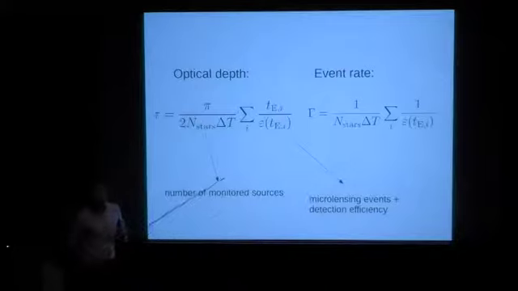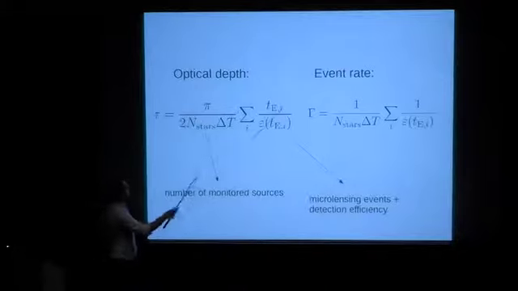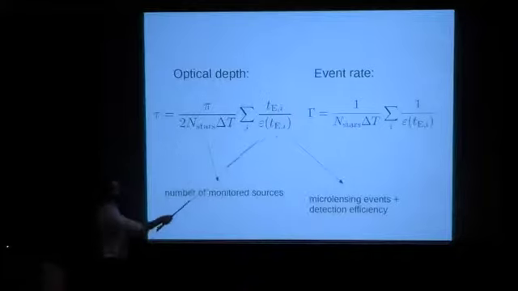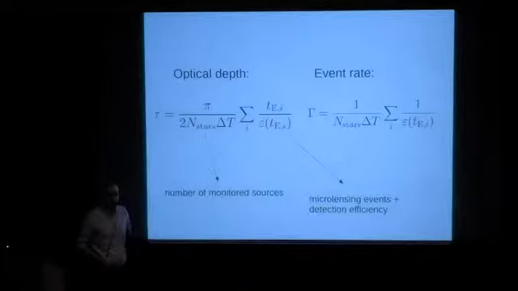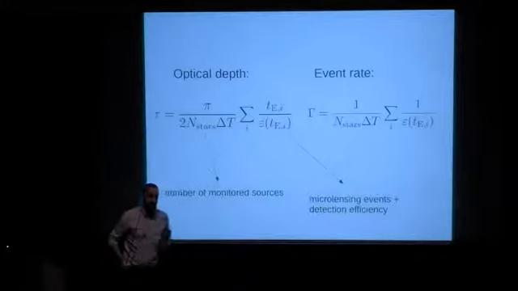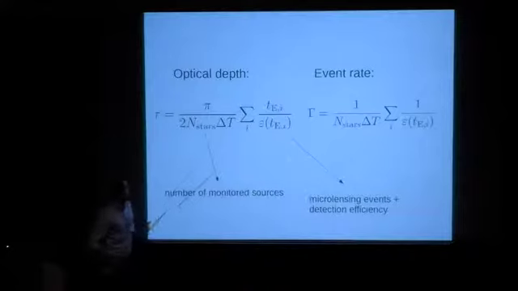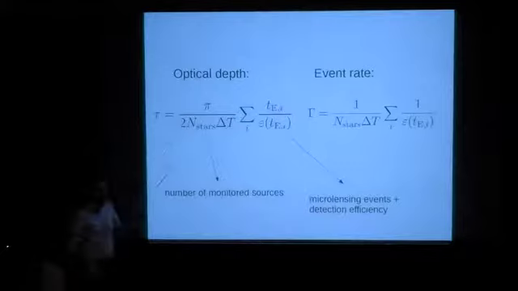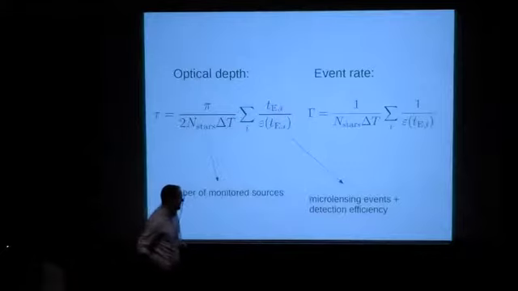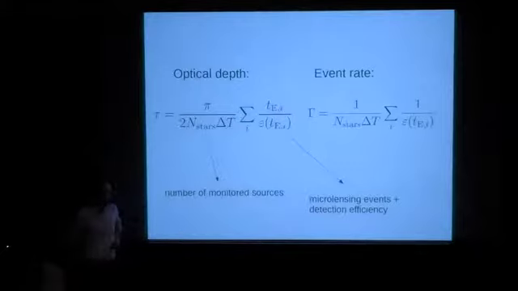So from the observational point of view, if you want to measure optical depths and event rates, you have to measure two quantities. First of all, you have to find your microlensing events, you have to measure their time scales, and you have to assess the detection efficiency of your experiment. The second problem are stars. You have to count the number of monitored stars. And I think of those two, the second problem is more complicated.